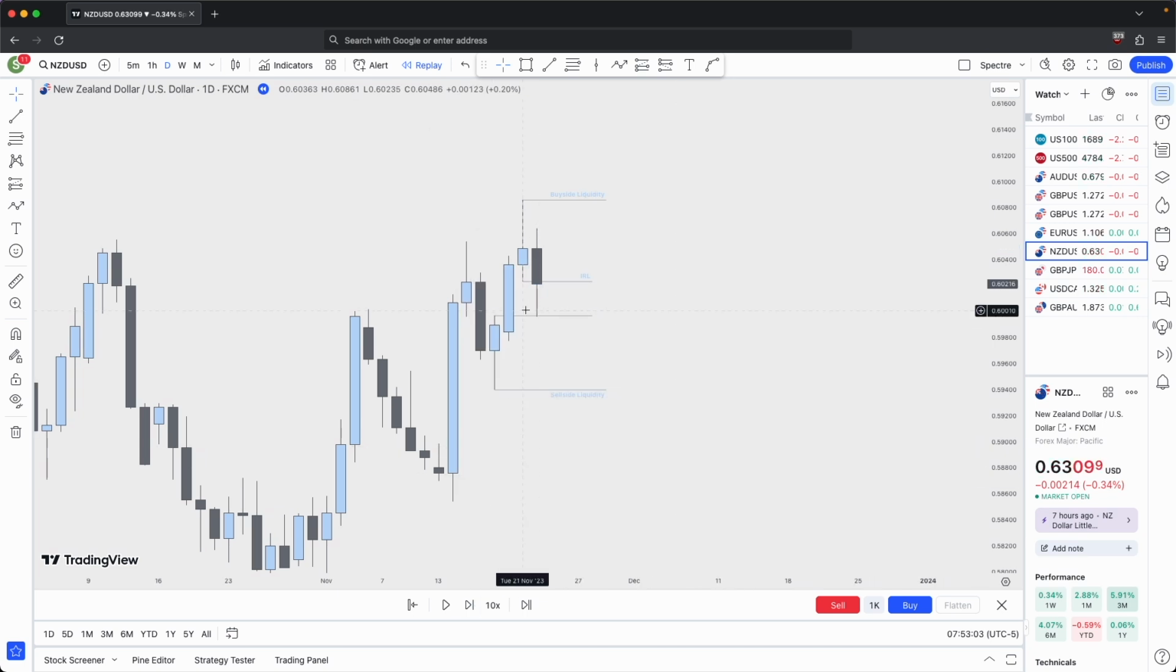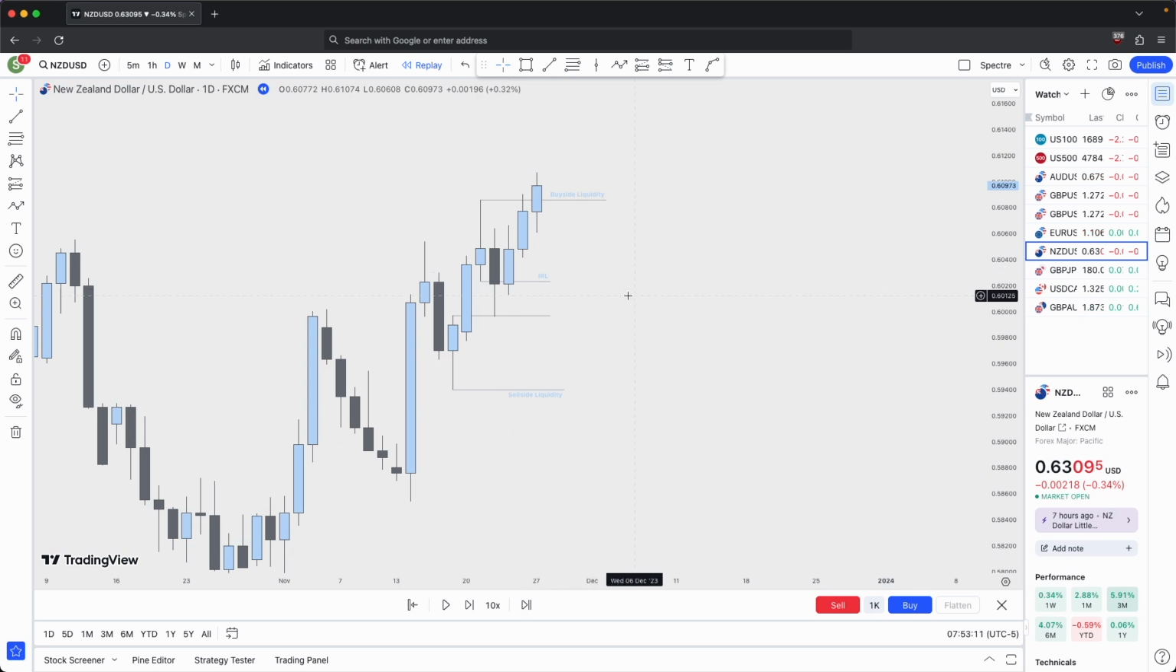Playing price out. Price rebalances that old internal range liquidity, and now you can anticipate price to take out this buy side liquidity. And that was what we had here.